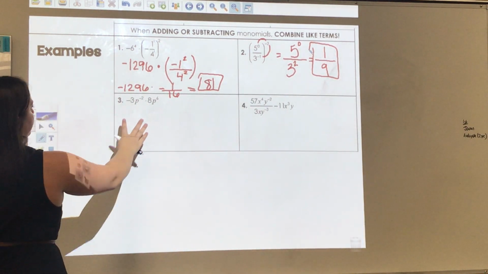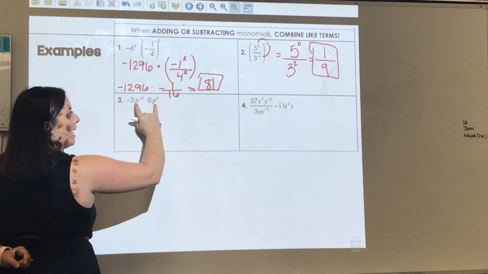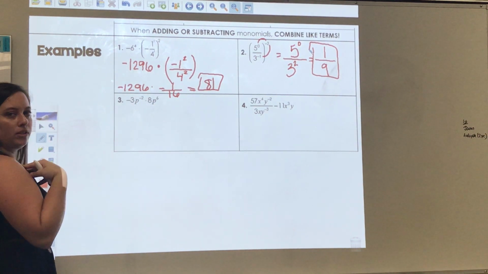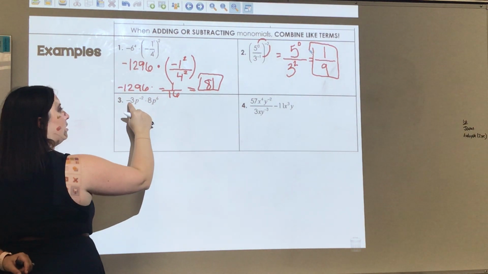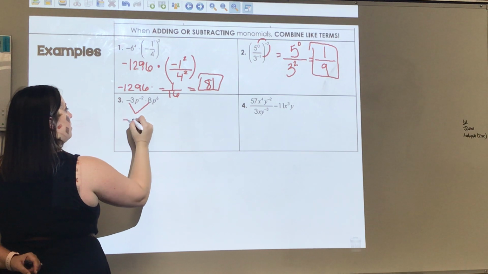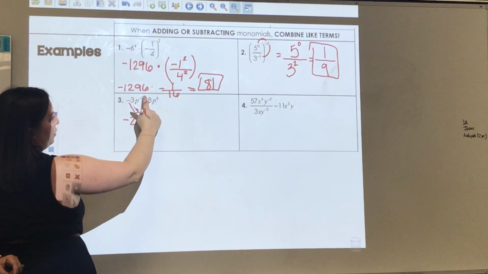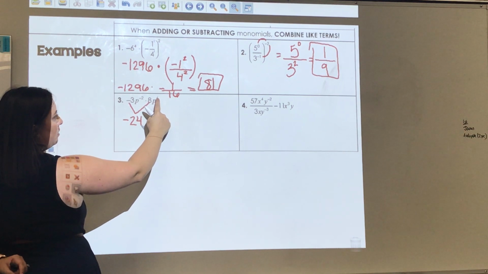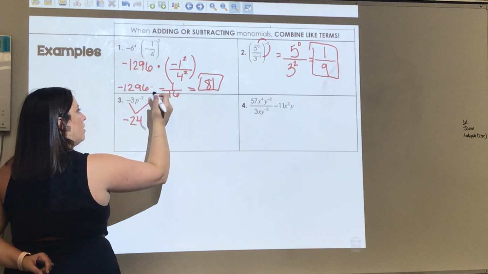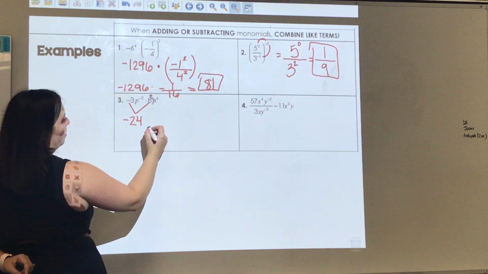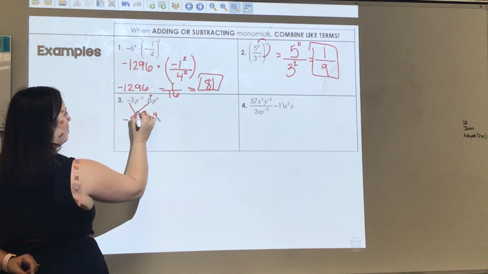That was an easy one. All right, number 3. Here we have a monomial times another monomial. We've got numbers and letters. So what I like to do first is deal with my numbers. So I have a negative 3 times an 8. Well, negative 3 times 8 is negative 24. Now I've got p to the negative 2 times p to the 6. Multiplying monomials, I add my exponents. So it's going to be p to the negative 2 plus 6, which is 4.